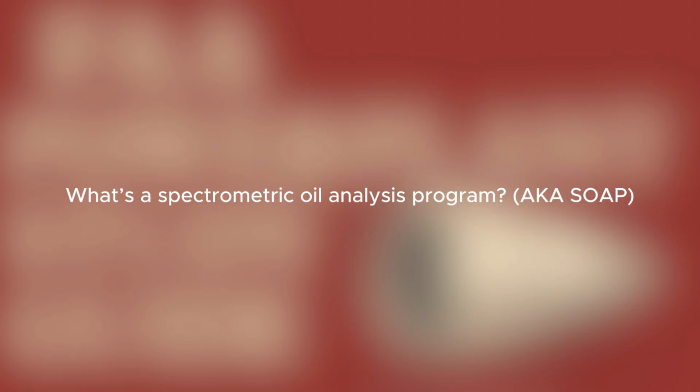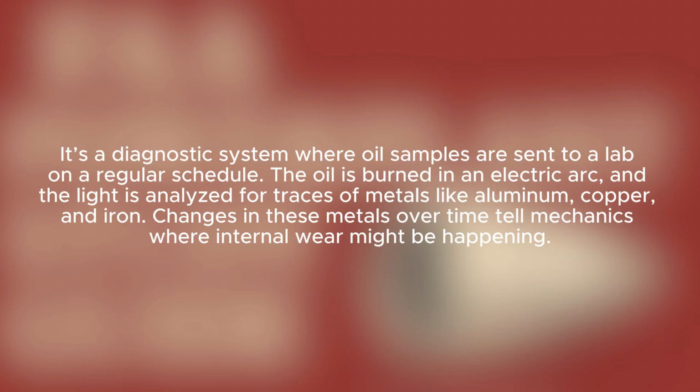What's a spectrometric oil analysis program? It's a diagnostic system where oil samples are sent to a lab on a regular schedule. The oil is burned in an electric arc, and the light is analyzed for traces of metals like aluminum, copper, and iron. Changes in these metals over time tell mechanics where internal wear might be happening.